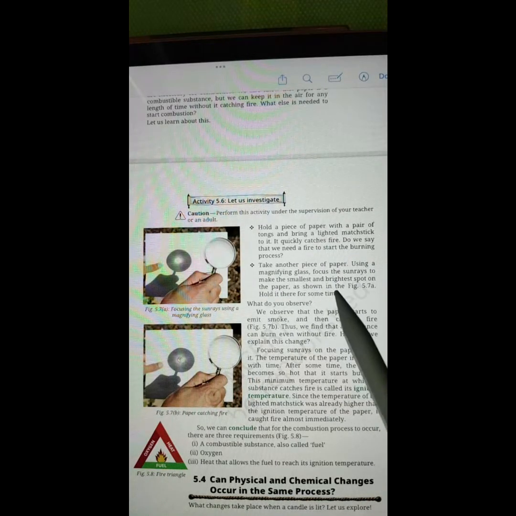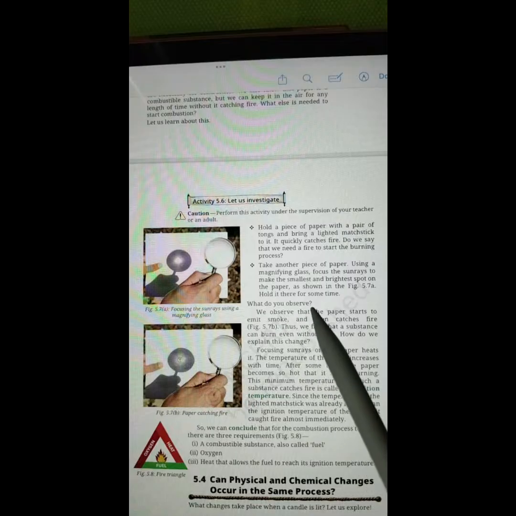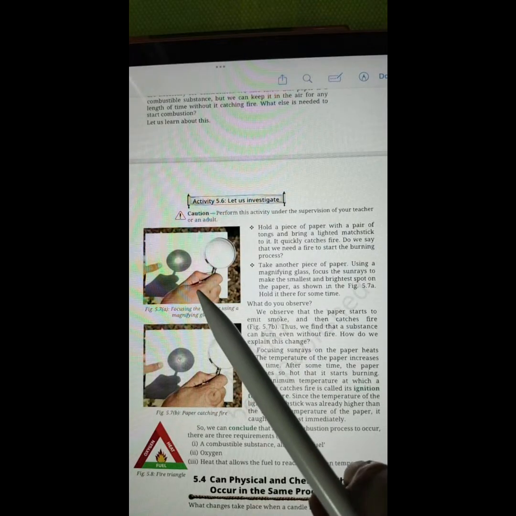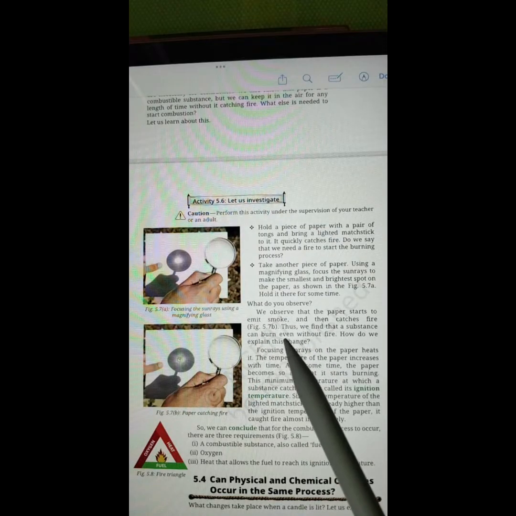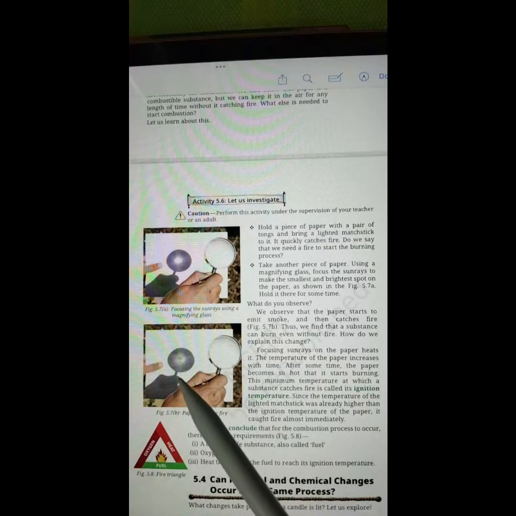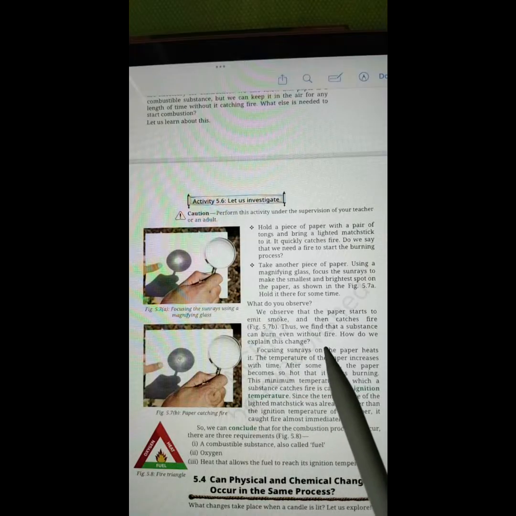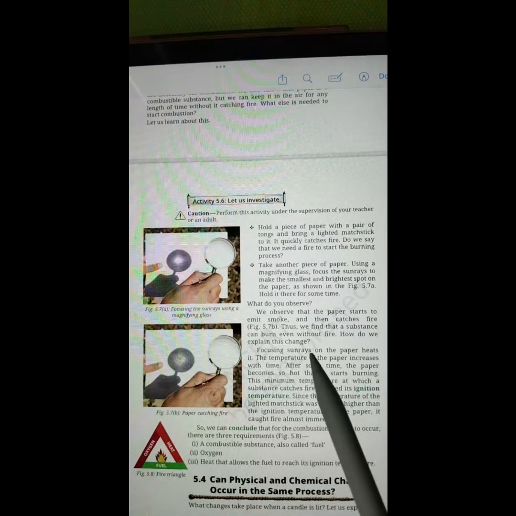Take another piece of paper, using a magnifying glass. Focus the sun's rays to make the smallest and brightest spot on the paper, as shown in 5.7a. Hold it for some time. What do you observe? We observe that the paper starts to emit smoke and then catches fire. Here you can see that it has caught fire now. Thus, we find that a substance can burn even without fire.